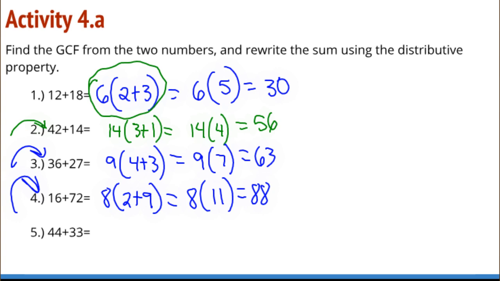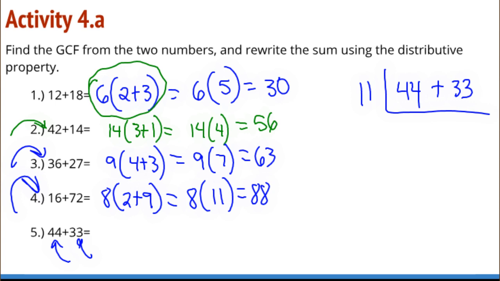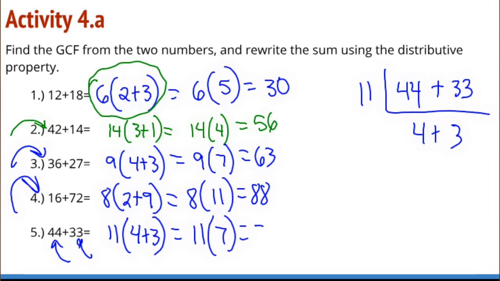So it's important to notice that as we use this factoring and the distributive property, we're not changing the sum. All we're doing is changing what it looks like. All right, 44 and 33. And changing what it looks like is a horrible way to say that. We are using factors to rewrite each of the terms. Work with them in a different way. Oh, these are both divisible by 11. So I've got 11 times 4 plus 3, which is 11 times 7, which is 77.